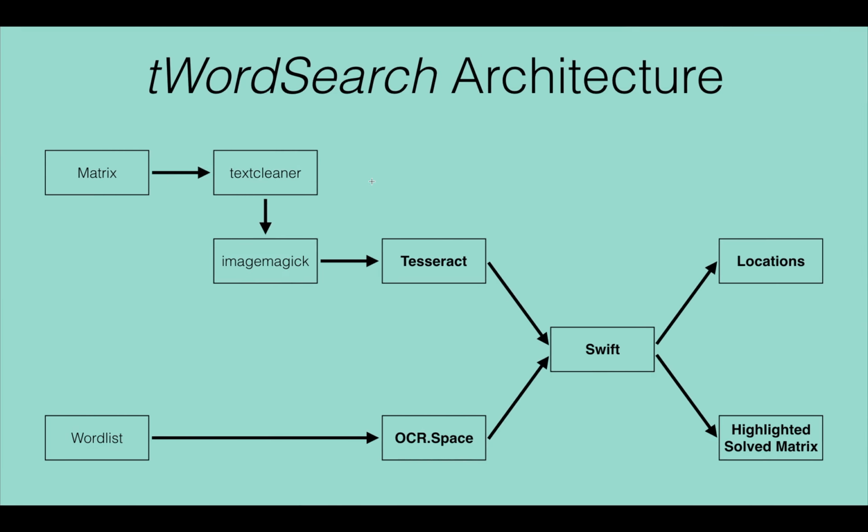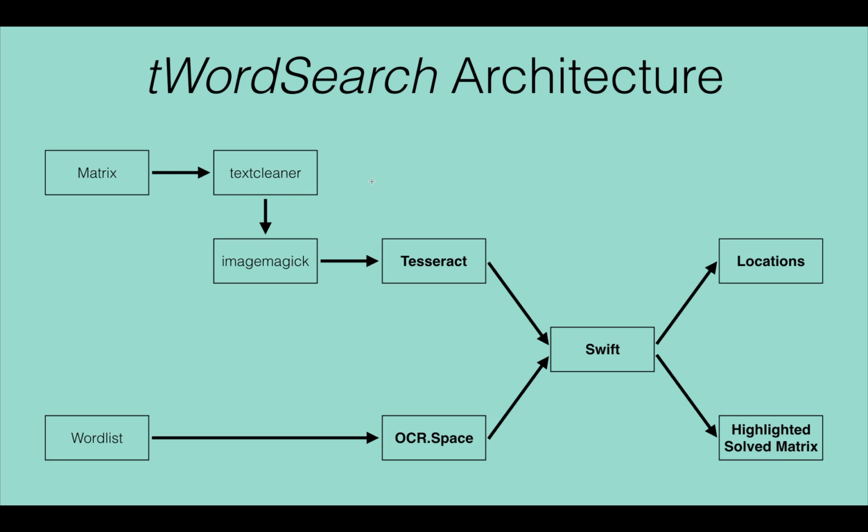Now, if I go over here, as you can see, I've prepared this diagram about the architecture of the word search system. And so essentially what happens is, let's talk about the matrix and the word list first. These are basically our inputs to the word search system. What happens is the matrix will go through a pre-processing stage before it can be run OCR on, and this will involve cleaning up the text and, of course, resizing it so that Tesseract can actually make use of it. This will use Textcleaner and ImageMagick, and then once that's done, it'll go to Tesseract OCR in order to find all of the characters inside of the matrix.